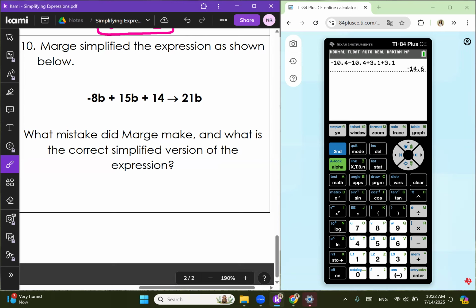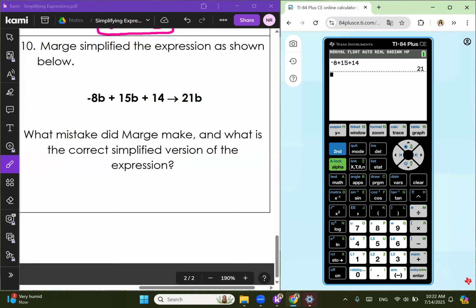But take a look at it for a couple of seconds. What do you think she did? It looks to me like she just added everything. Yep, there's my 21 right there. So what's wrong with adding everything together?